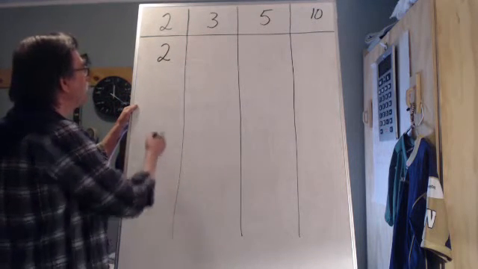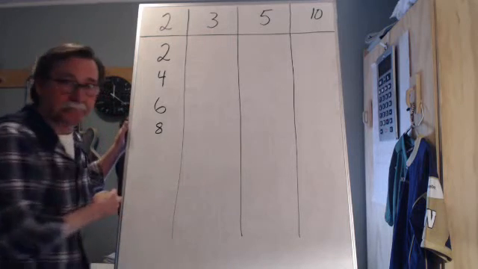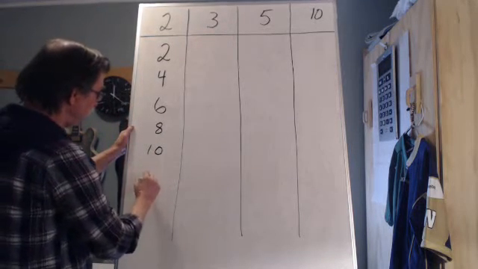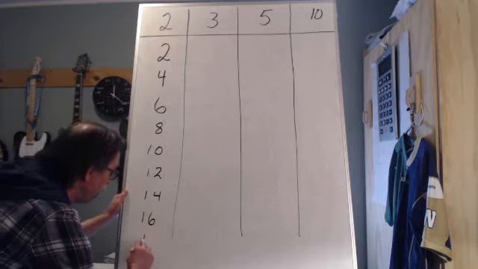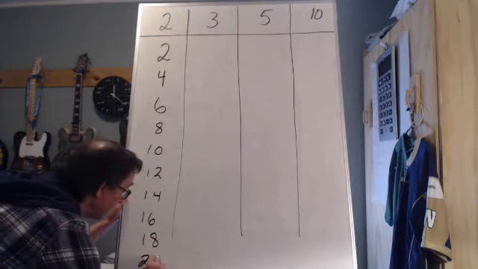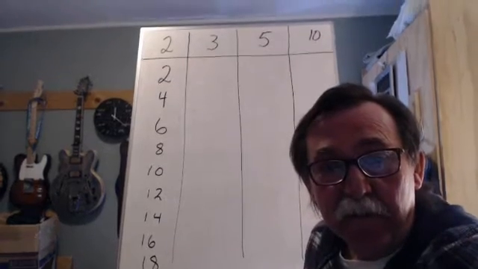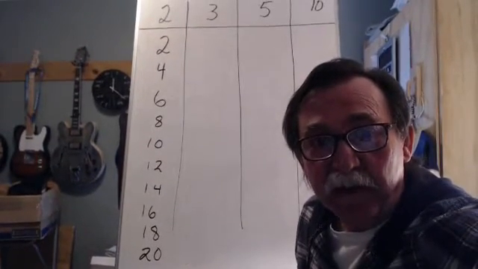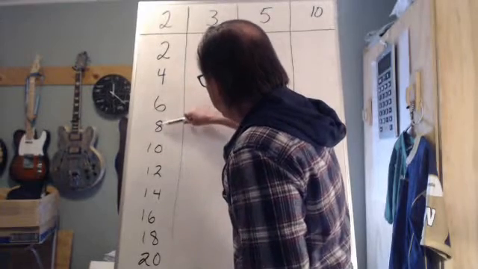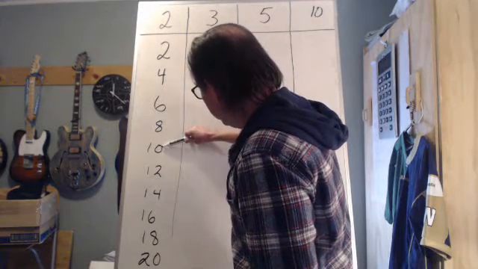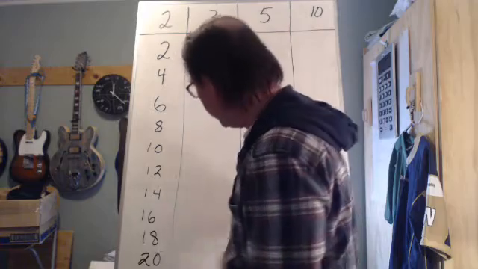Now let's count by 2s. 2, 4, 6, 8, 10, 12, 14, 16, 18, 20. Okay, we see the entire list. 2, 4, 6, 8, 10. Guess what happens? It starts to repeat. 2, 4, 6, 8, and there's a 0 at the end, so then 20.